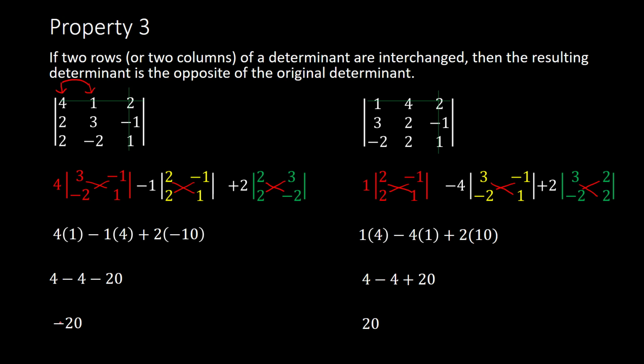So notice we started with the determinant equaling negative 20, and then when you switch those two columns, we have the determinant equaling positive 20. So if we exchange two columns or two rows, the determinant will be the opposite of the original determinant.